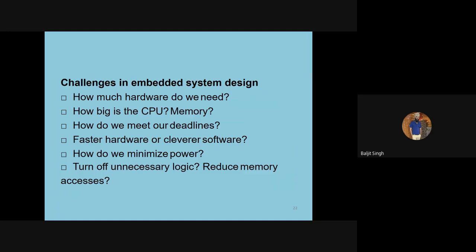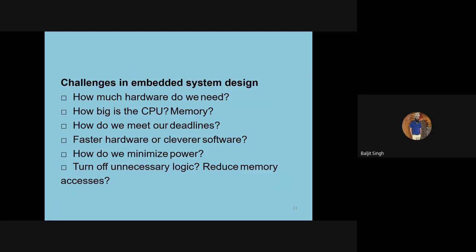Why have we kept these as question marks? Can there be any other methods? And can these two methods be used everywhere? And what can be the demerits of turning off the logic and reducing the direct memory accesses? According to your application requirement, maybe sometimes one of these cannot be done. So you have to decide according to your application.